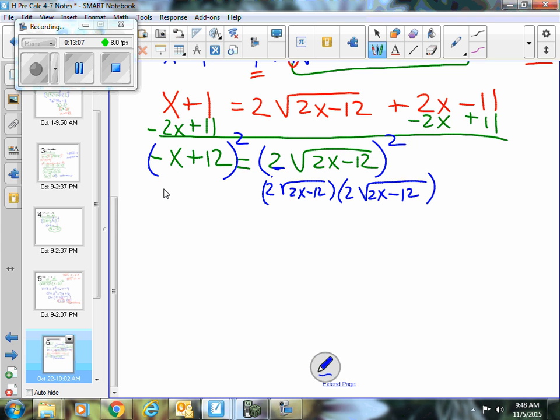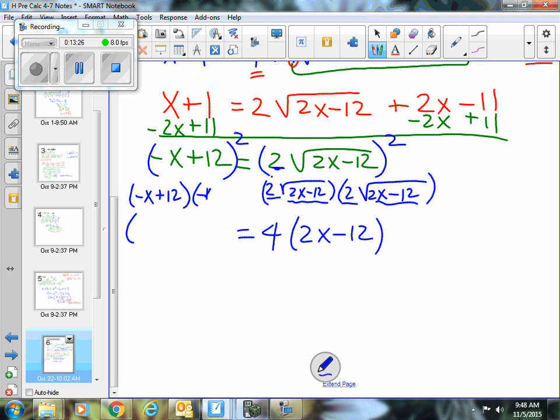When you multiply those together, it's not FOIL. These are just 2 terms multiplied by itself. 2 times 2 would give you 4. And square root of this times square root of this would give you 2x minus 12. I think it's easier to do that than get a fraction on the other side. Over here, I'm going to have to do -x plus 12 times -x plus 12. Let's do that FOIL. So first, that would be x squared. Outsides, you get a -12x. Inside, same thing, so -24x. And then last, we get a 144.